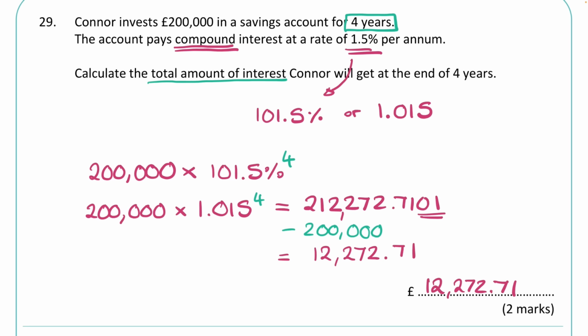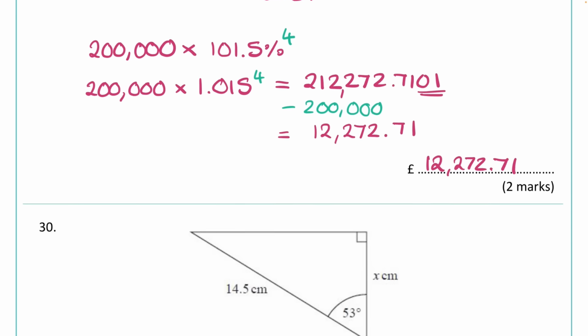So in the case of simple interest, we'd take the same first approach here, but we wouldn't use the power of 4, we'd just times by 1.015, then we'd figure out how much interest he got, and then just times that by 4. Or of course, you could just work out 1.5% another way and multiply that by 4, but there we go. Always make sure you just read the language of the question carefully. This one here said calculate the total amount of interest.